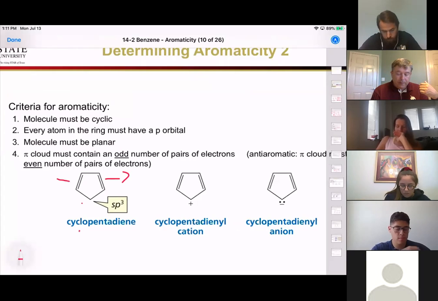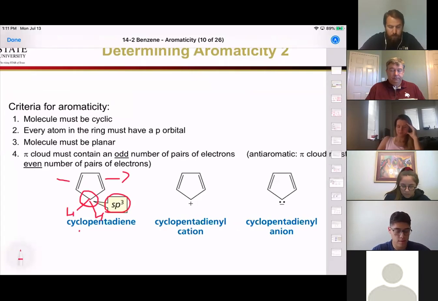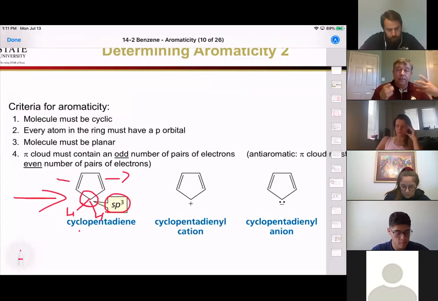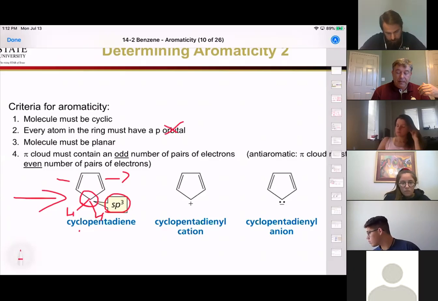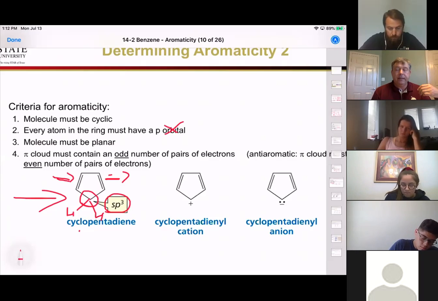But this carbon right here has 2 hydrogens on it, okay? If this is sp3 hybridized, there is no available p, okay? So this is a non-aromatic compound, okay? Because it has a break in that conjugation. Not every atom in that ring has a p orbital. So we're breaking this rule number 2. It is planar for the most part, and it has an even number of electrons in its pi cloud.